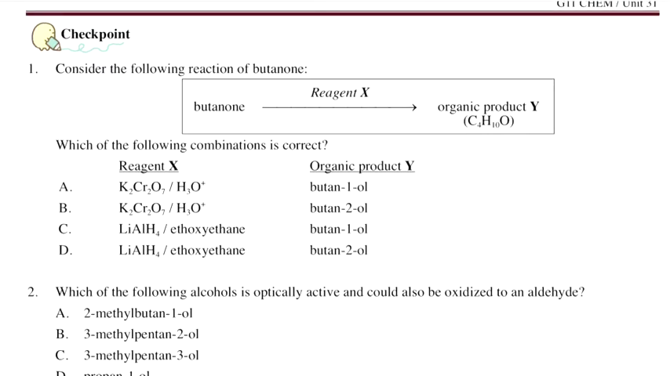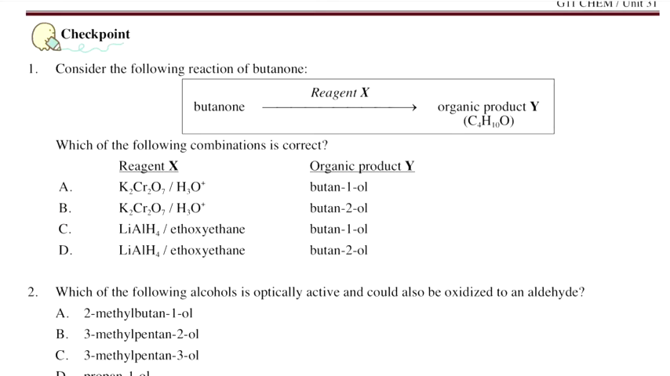Question 1. Consider the following reaction of butanone. Which of the following combinations is correct? Butanone would not be able to carry out an oxidation reaction to form carboxylic acid. And you can see here we got an oxygen in the formula that indicates after the reaction it will be converted to an alcohol. So this reaction is a reduction reaction, and we need to choose a reducing agent. So we should choose our answer from C or D.